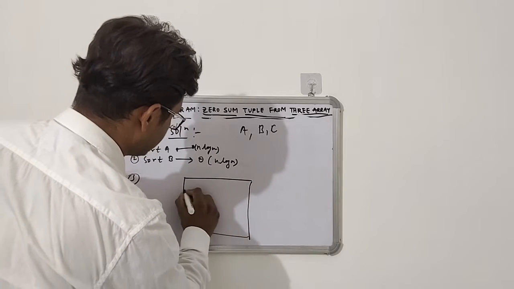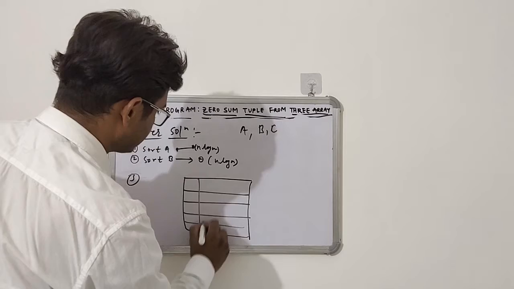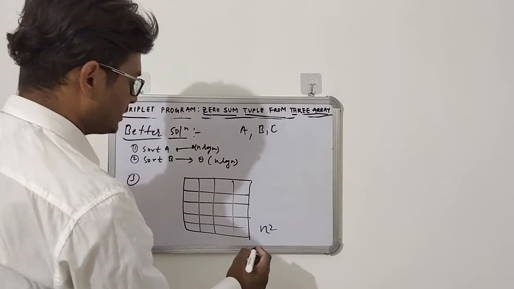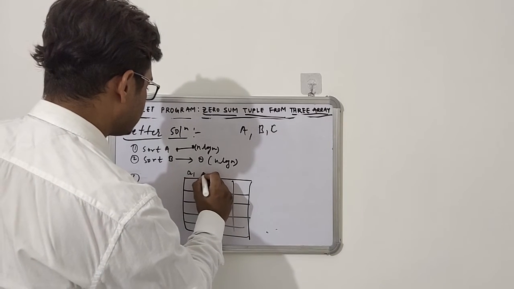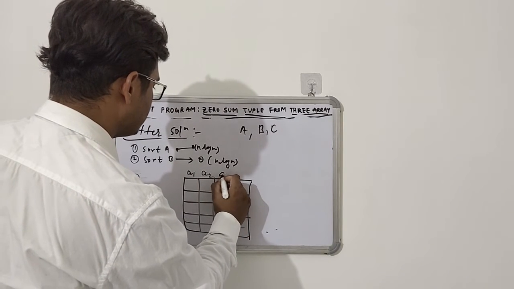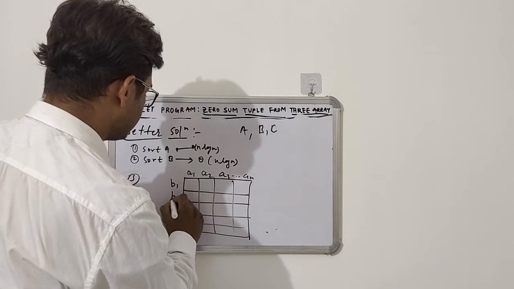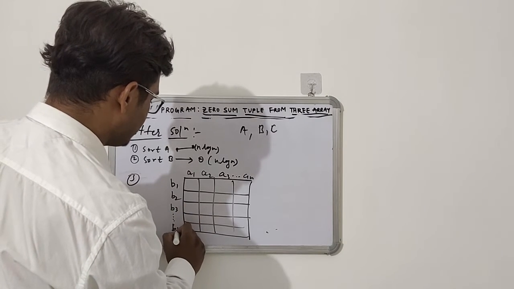We created the array like this. Suppose its size is n square, right? Because here it will be A1, A2, A3 dash AN. This will be B1, B2, B3 dash BN.